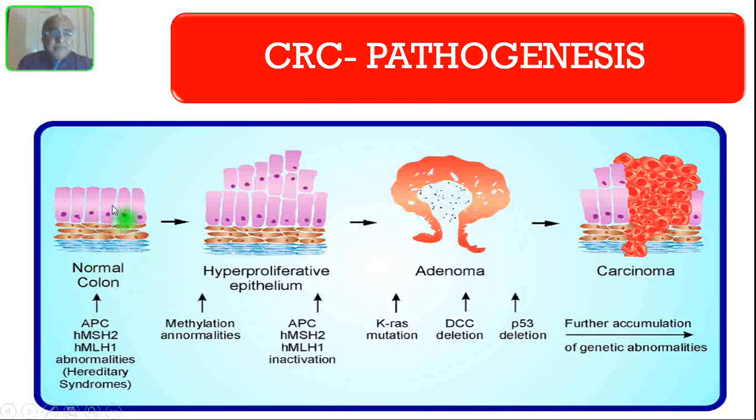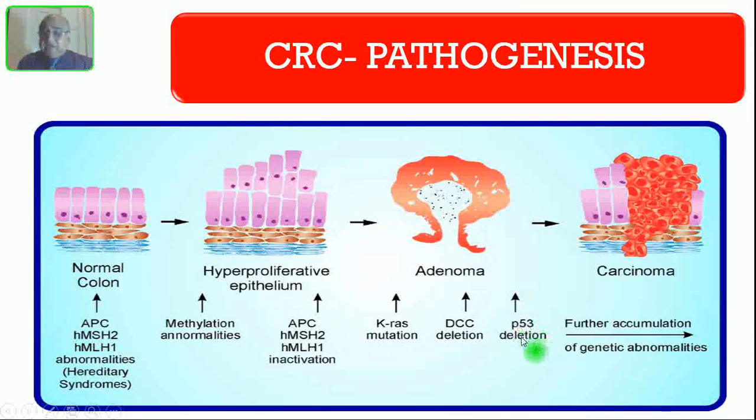So this is the normal mucosal epithelium. This will turn into a hyperproliferative epithelium because of inactivation of the APC gene. Then this hyperproliferative epithelium will turn into adenoma because of KRAS. This is the oncogene. So activation of this KRAS oncogene will transform the hyperproliferative epithelium into an adenoma.